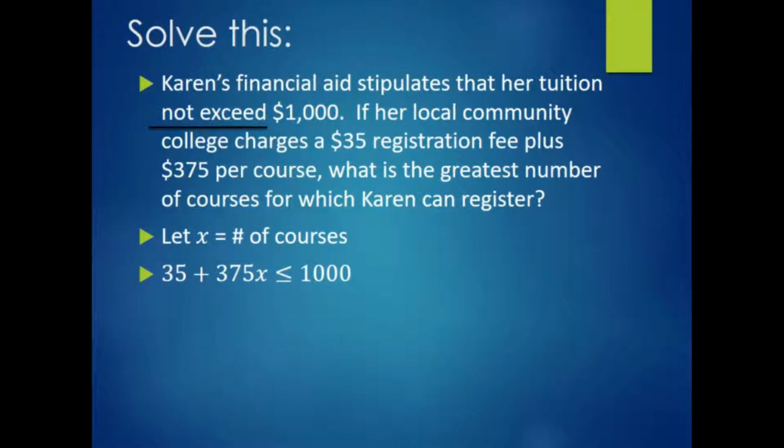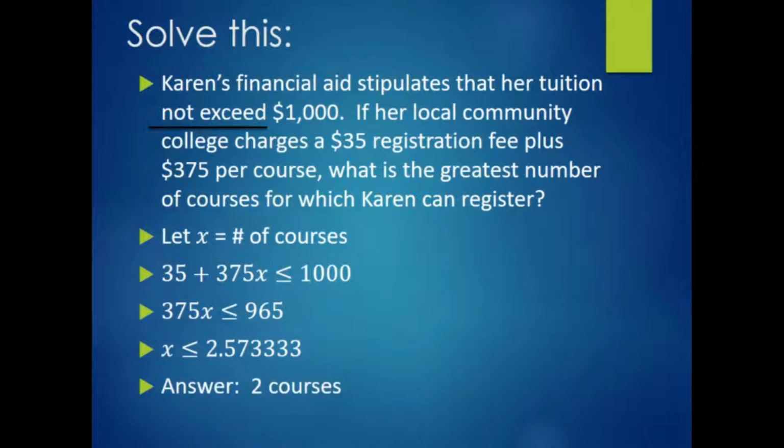We're now ready to solve the inequality. First, we will subtract 35 from each side. Next, undo multiplication to get the variable by itself, dividing both sides by 375, leaving us with x less than or equal to 2.57 and so on. Courses would be an integer, and we want the greatest number of courses that will satisfy the conditions stated here. So the whole number that is making this a true inequality would be to let x equal 2.